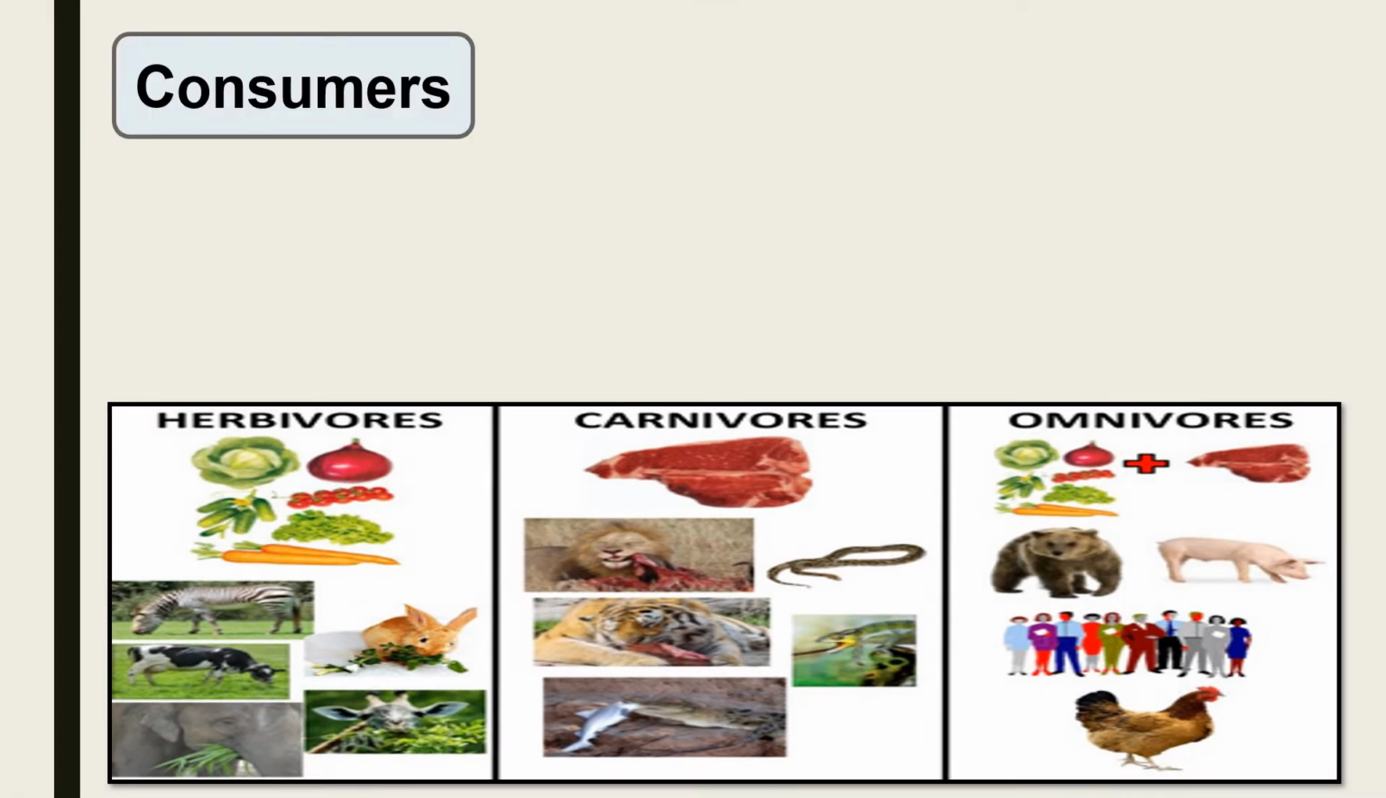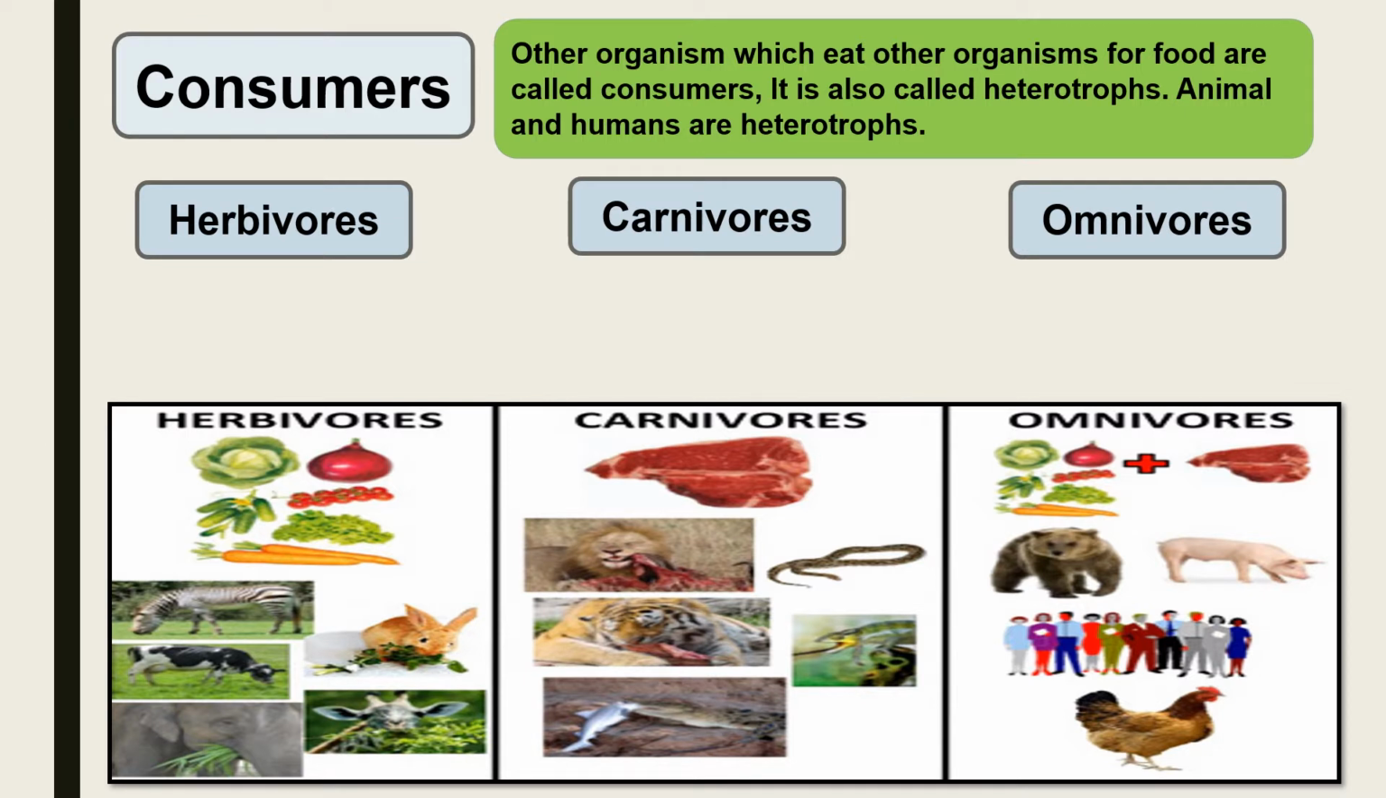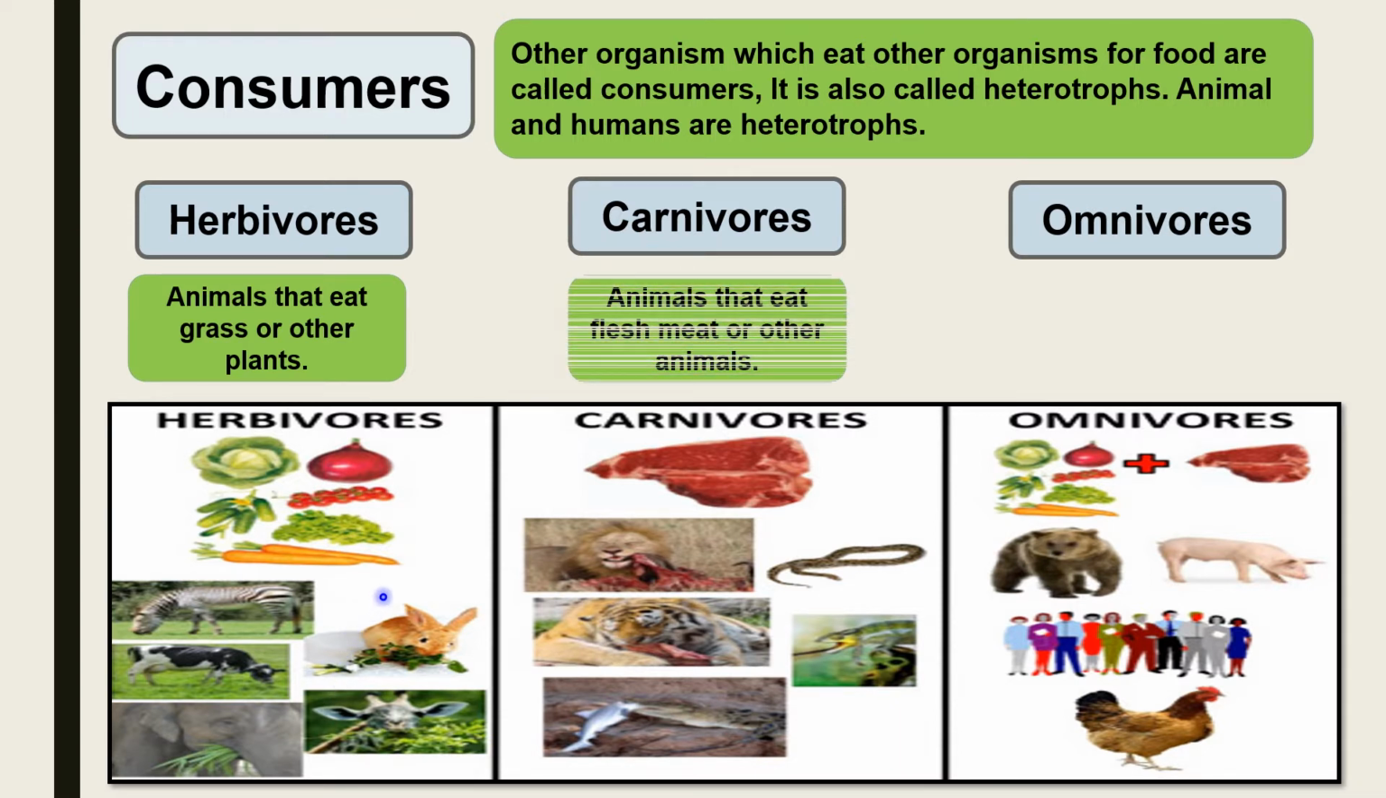Next, consumer. Consumers are the other organisms which eat other organisms for food. They are also called heterotrophs, and animals and humans are heterotrophs. So herbivores are animals that eat grass or other plants. These are examples of herbivores. As you may see in the picture, zebra, the cow, the elephant, the giraffe, and the rabbit. They only eat grass and other plants.